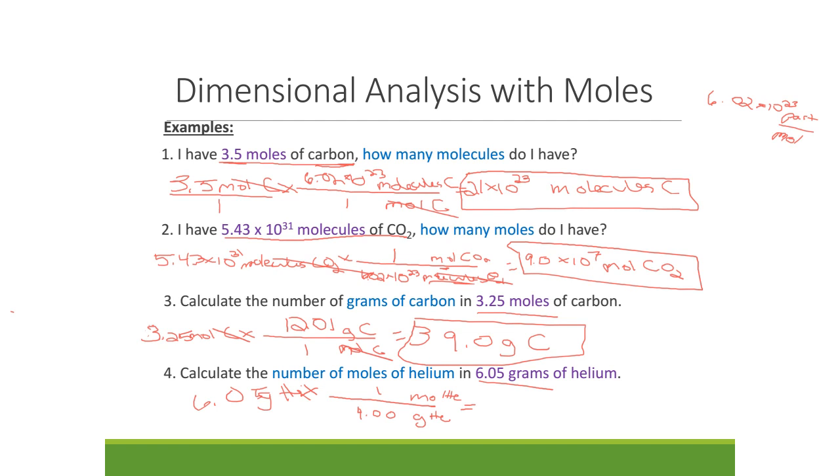So we have this set up. Let's just check to make sure our units cancel out. We're starting grams of helium. We're canceling out grams of helium. All that's left is moles of helium, which is what we're solving for. So we type this into our calculator, 6.05 times 1 divided by 4. This comes out to 1.51 moles of helium.